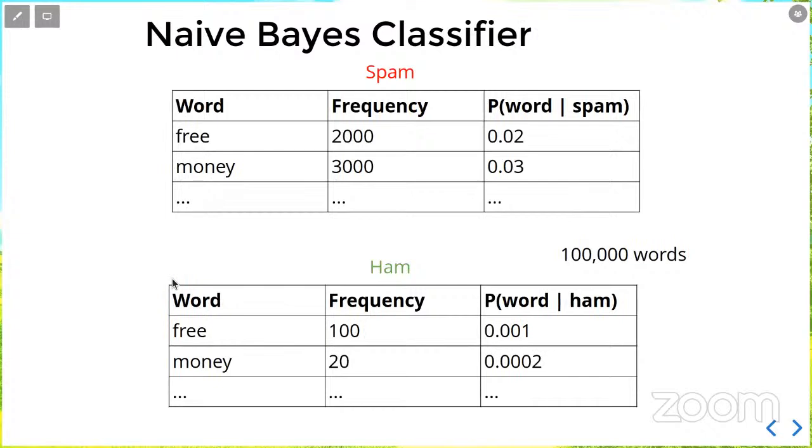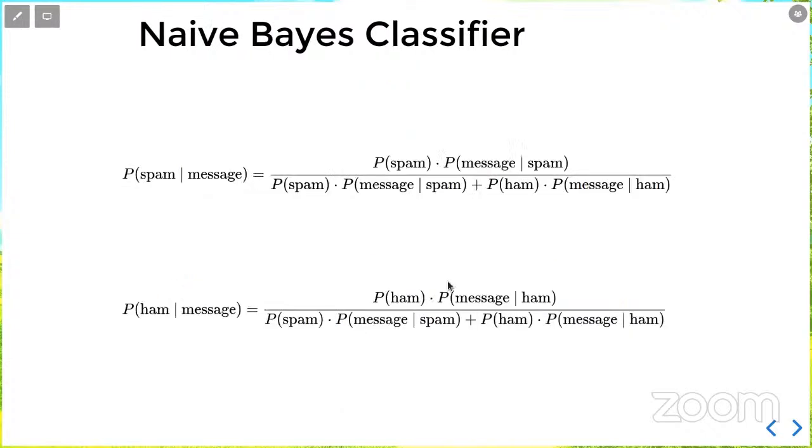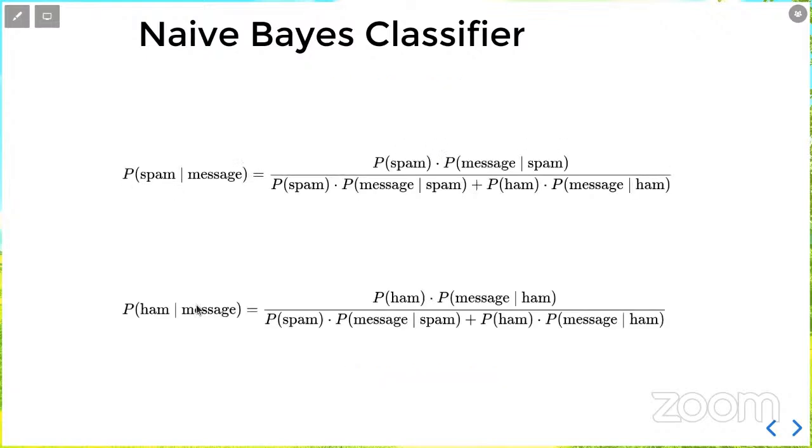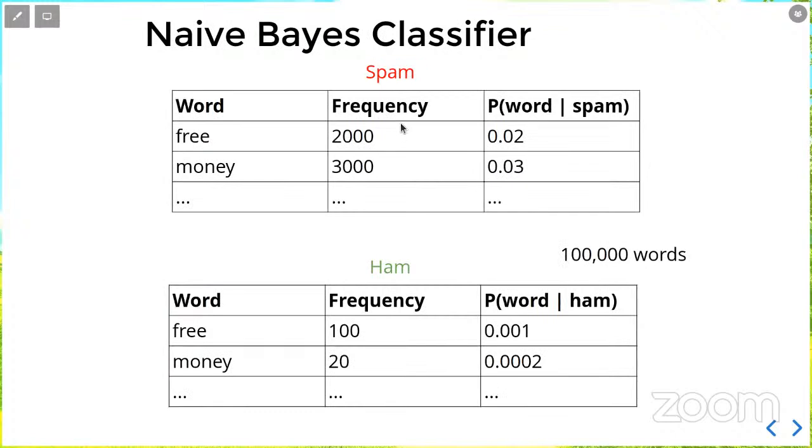Okay, so the only question here is, how do we estimate these individual word probabilities? What we decided that day was that we will do it simply using the frequency, or how often a word like free occurs. It occurs 2000 times in the spam. Among all spam messages, 2000 of the words are free. So the probability of free given spam is 2000 divided by 100,000, assuming there are 100,000 words in the spam class overall.